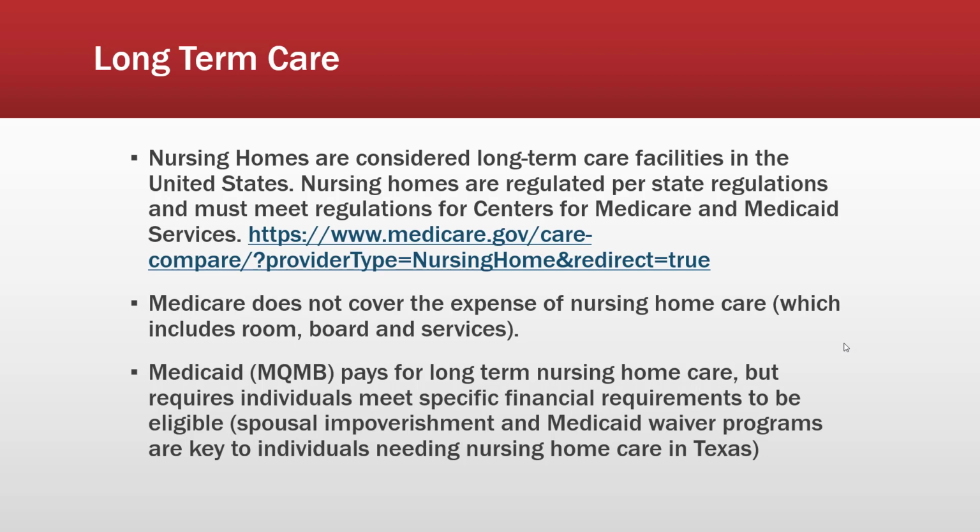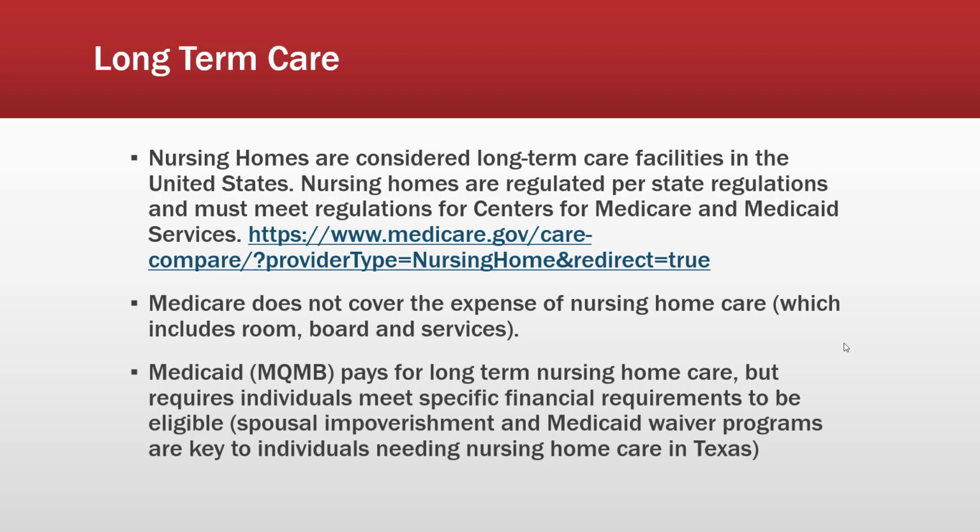Medicaid only covers it if they qualify for the MQMB level, which is the long-term nursing home care Medicaid. In the state of Texas, you can look at spousal impoverishment and the Medicaid waiver programs. There are financial qualifications to qualify for Medicaid for the MQMB, and this is where you'll hear individuals talk about how they can't have any resources, they have to get rid of everything. In the state of Texas, you can own your own home, and it's exempt for 1 year from resources. You don't have to do anything with it for that first year. It's not counted as your resources.